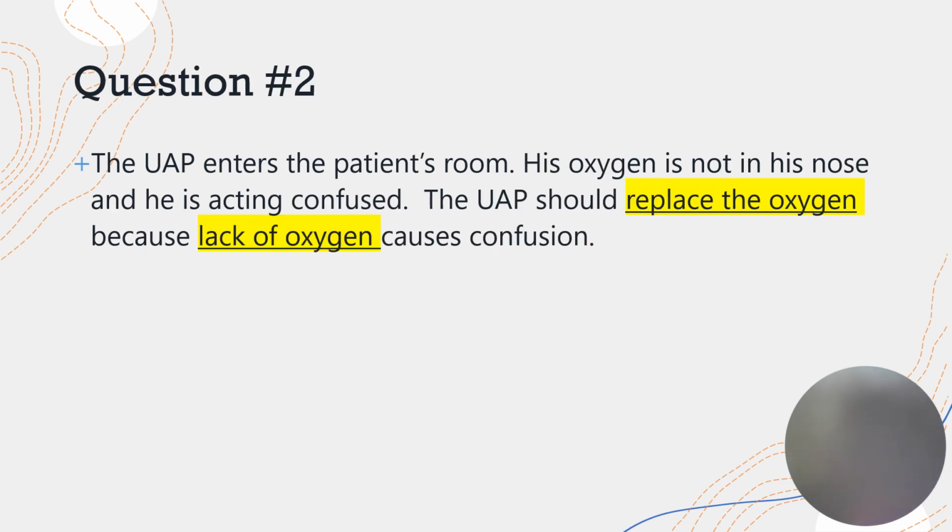This is question number 2. The UAP enters the patient's room. His oxygen is not in his nose and he is acting confused. The UAP should replace the oxygen because lack of oxygen causes confusion.